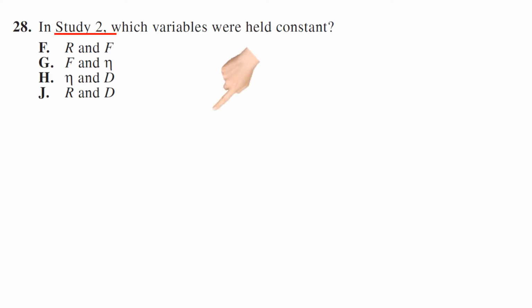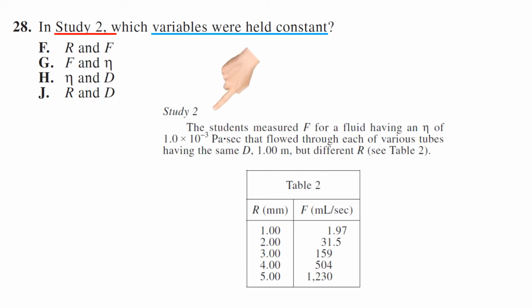In study 2, which of the variables were held constant? So it says it has a viscosity, or let's call that N, 1.0 times 10 to the negative third. So that is held constant and has the same D. So the N and the D, so H.